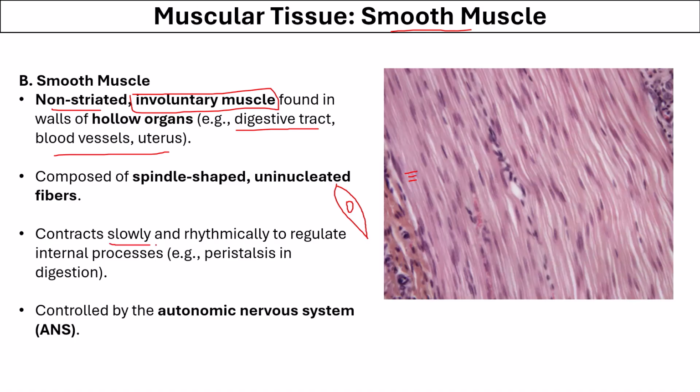They contract smoothly, slowly, and in a rhythmic manner, which is why it can contribute towards the functioning of internal organs of your body. It's controlled by autonomic nervous system. That itself suggests that it's not under your own will, but it's an autonomic system. It works on its own. It sets its own rhythm.